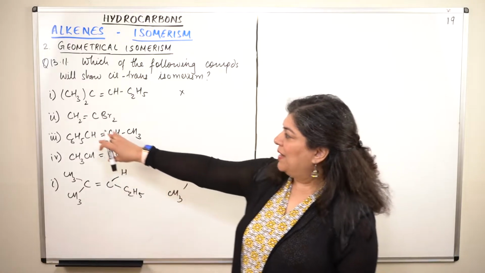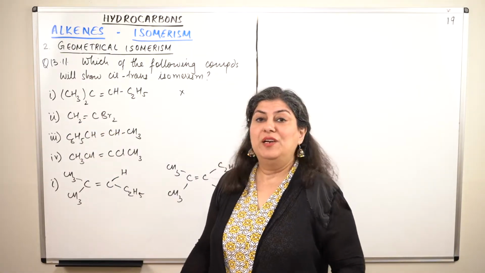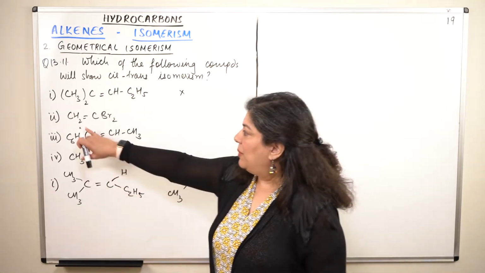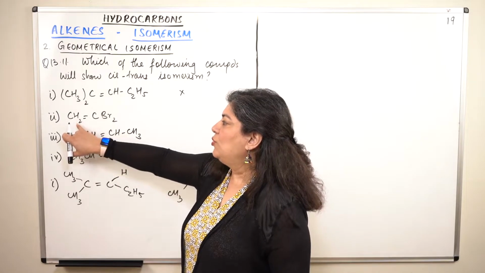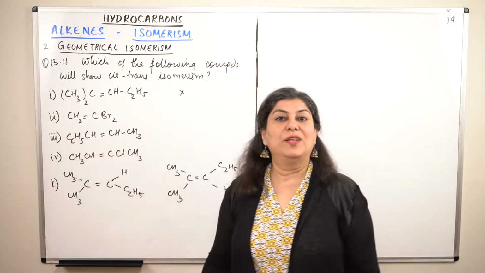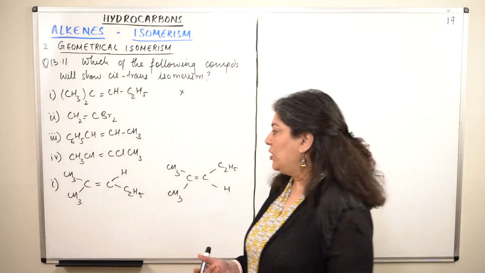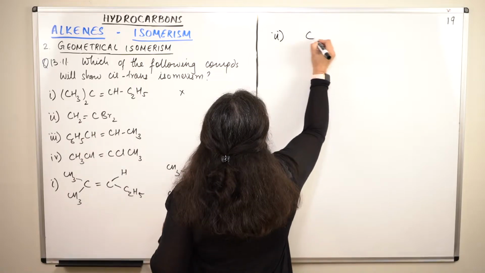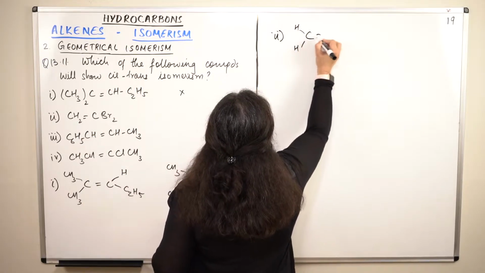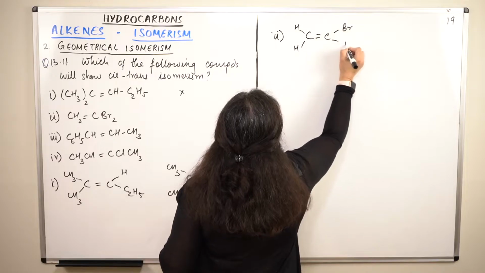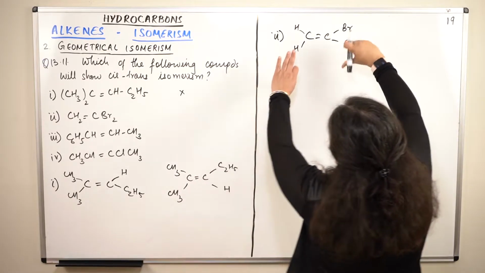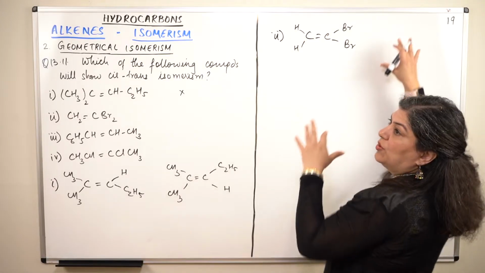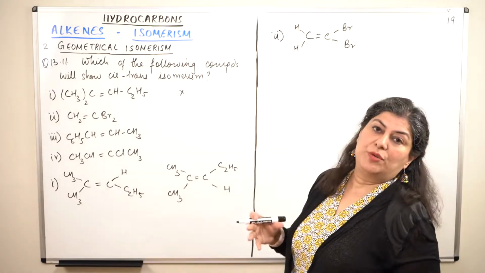You'll always be right. Similarly, the second compound, the moment you look at it, you can tell this is not going to show cis-trans isomerism. Why? Because the two carbons are attached to two hydrogens on one side and two bromines on the other side. When you have identical groups, you cannot have cis-trans isomerism. So let's draw the second structure here. C, H, H, double bond, C, Br, Br. When they are identical, even if I switch one of these, you will still have hydrogen and bromine on one side and hydrogen and bromine on the other side.